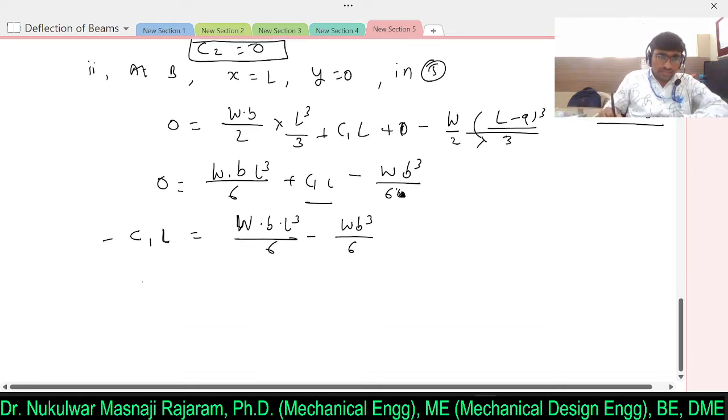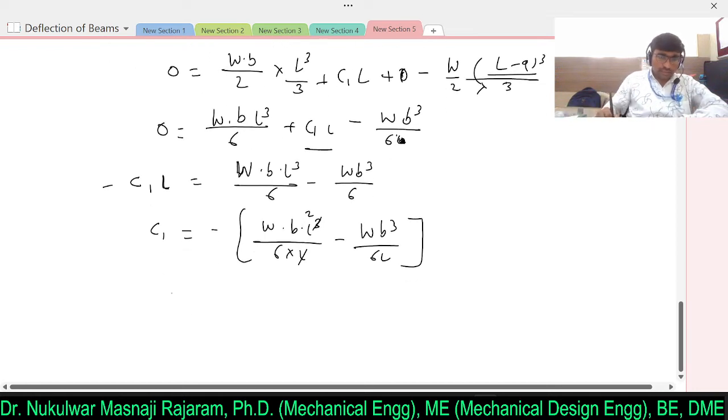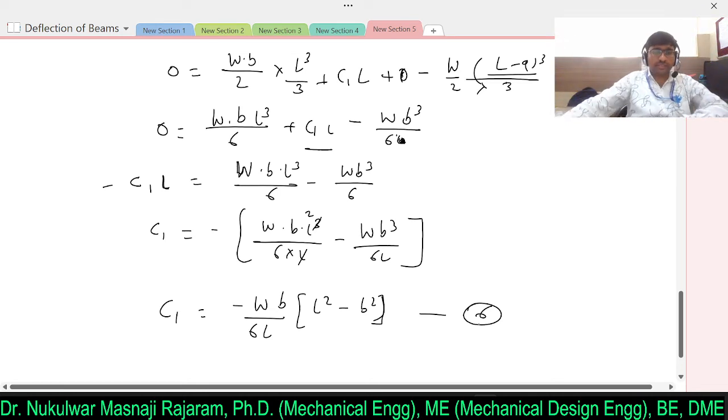Clear? If I write for C1, then I can write minus, this I am transferring over here, WBL cube divided by 6 into L, I am transferring L over this side, minus WB cube divided by 6L. So this L and this will get cancelled, one L will get cancelled, and I will write the C1 value, that will be equal to minus WB divided by 6L. I will take 6L common, then L square minus B square. Clear? So this is nothing but equation number 6.